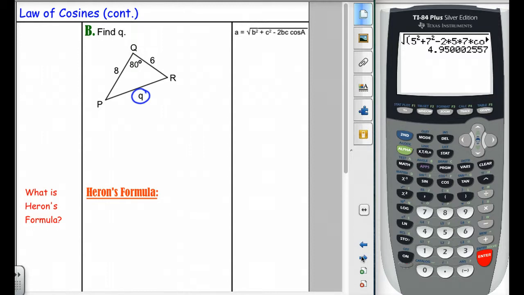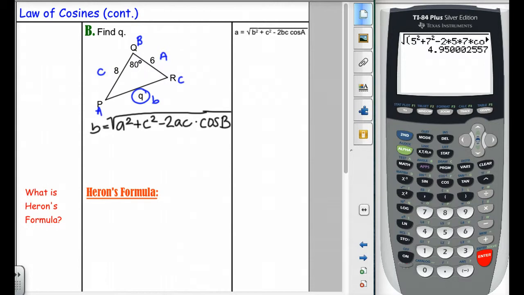To go ahead and find Q, I'm going to think of P. I like to rename them as A, B, C to help me out, which means this is C, and this is A, and this is B. And so if we're trying to find B, this is the same thing as saying that B is equal to the square root of A squared plus C squared minus 2AC times the cosine of angle B.